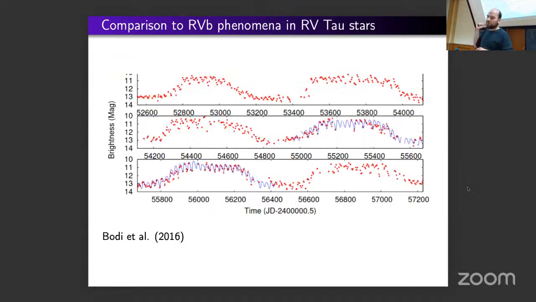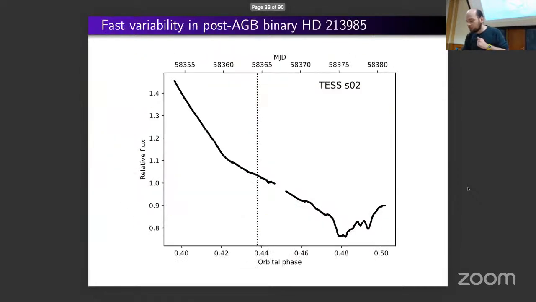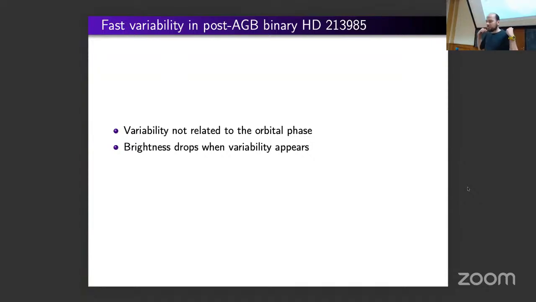And this is similar to the RVb phenomenon in RV Tauri stars, which also have a circumbinary disk. And you can see they have drops in brightness. Also, the post-AGB star is closest to us and is eclipsed by the inner rim of the circumbinary disk. So my interpretation of the fast variability, which was not really known before in post-AGB stars, is that since it's not related to orbital phase and the brightness drops when variability appears, it's just due to clumps of matter in the circumbinary disk.